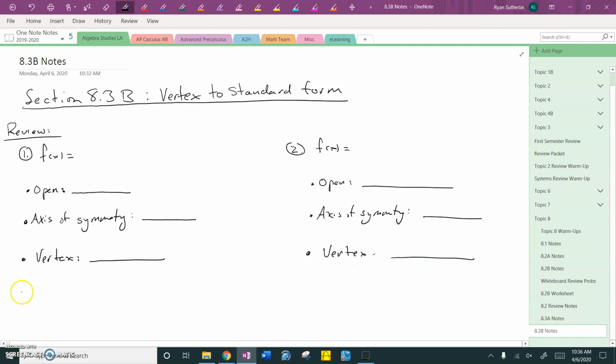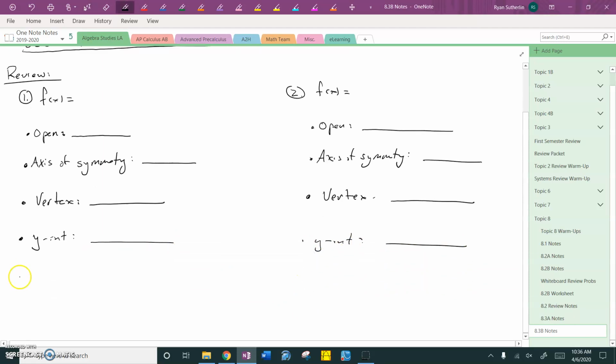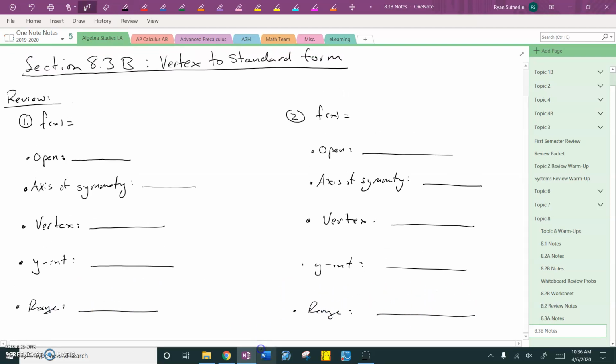And then we will do the y-intercept for this and the y-intercept for this one. And then we will talk about the range of each graph. Okay, so the first one.